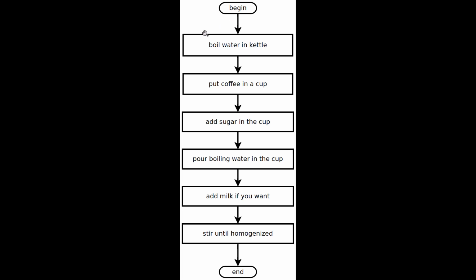So what you'll have to do is boil water in a kettle, put coffee in a cup, which will obviously be your next step after boiling. Add sugar to the cup, pour boiling water in the cup, add milk if you want, and stir until homogenized. And then that will be the end of your process. So as you can see, we've just walked through the basic conditions of making a cup of coffee with control flows.